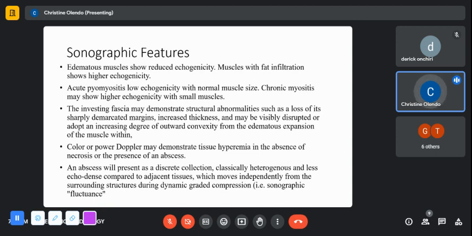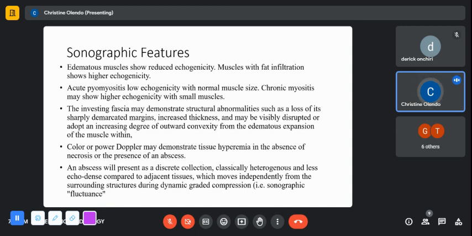The investing fascia may also show some abnormalities, which may be a loss of the sharply demarcated margins. There could be increased thickness of the fascia, or it may be visibly disrupted, or the fascia will show an outward convexity that is due to the underlying expansion of the muscle.